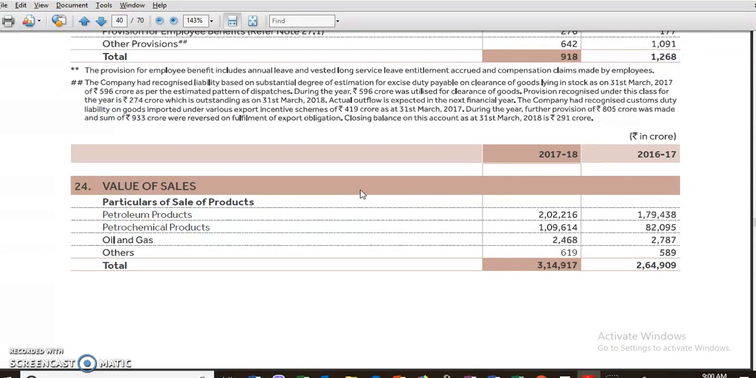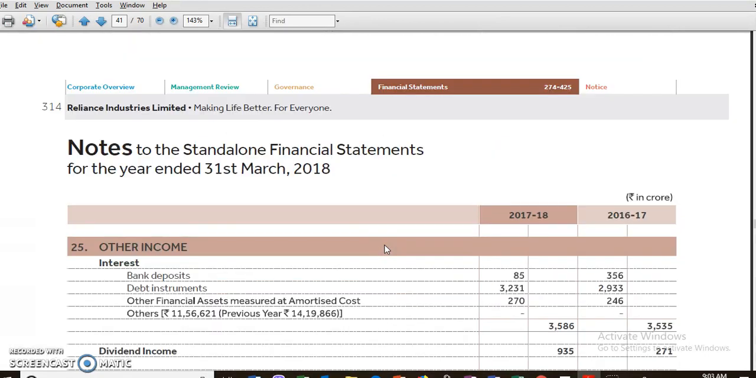Okay, in this you can see the sales were particularly sales of petroleum products. This company is a petrochemical company, so they have petroleum products, petrochemical products, oil and gas. So this was the total revenue. Now we will be looking at the other income.